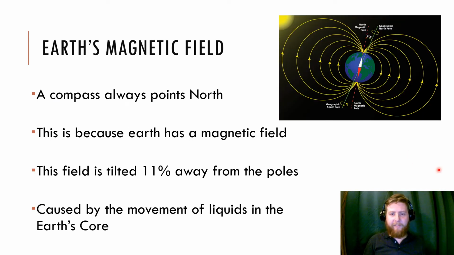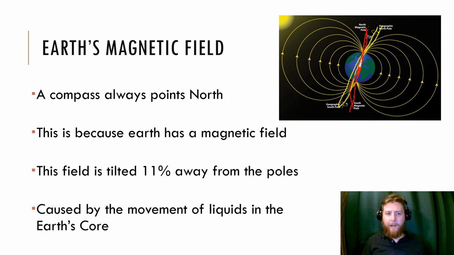Earth possesses a magnetic field. This is why whenever you have a compass, it's always going to point north. This field is not directly in line with the poles. On this diagram up here, the poles are located right here, the geographic South Pole and North Pole, and then the magnetic one is tilted at 11 or 11.5 degrees sideways from it.